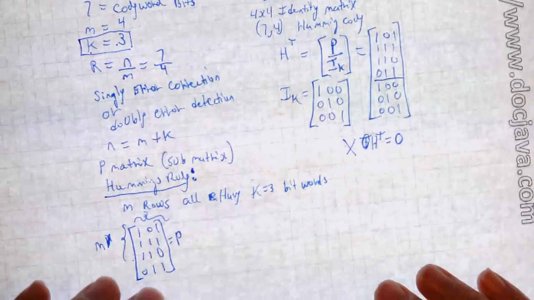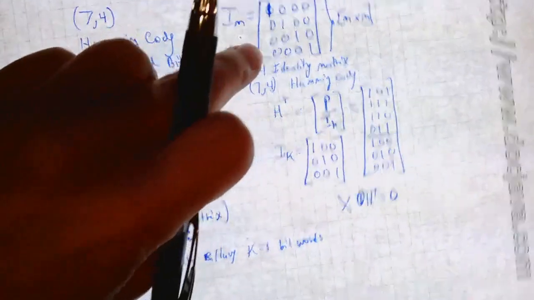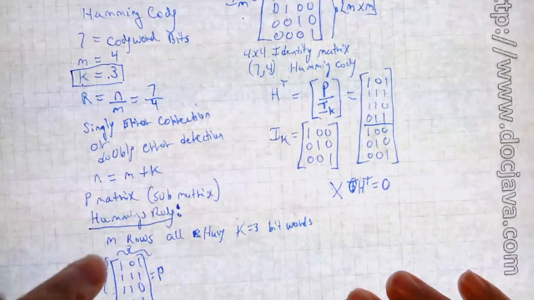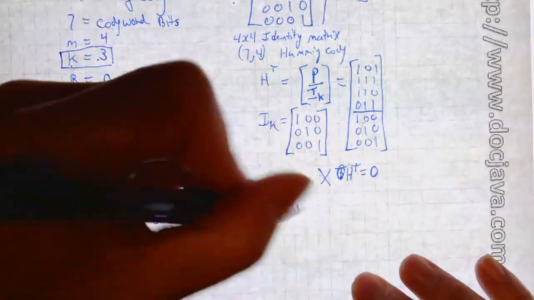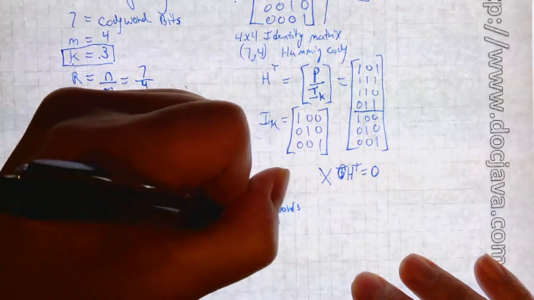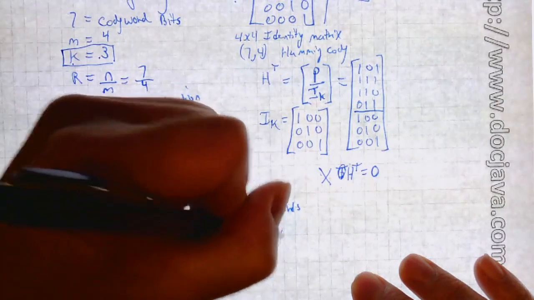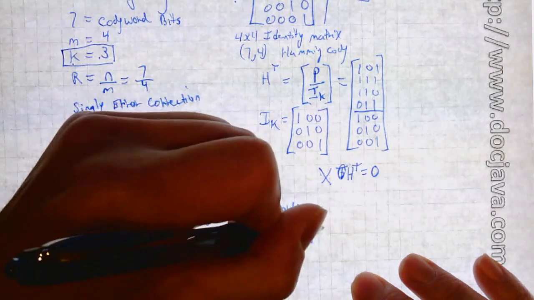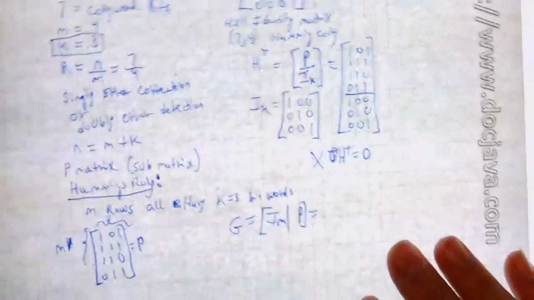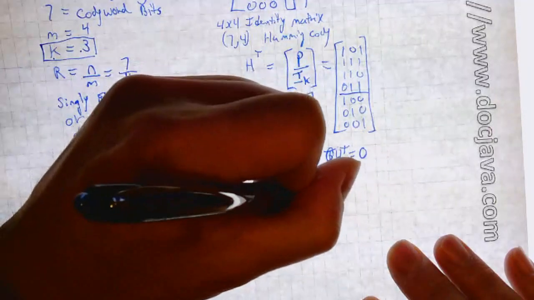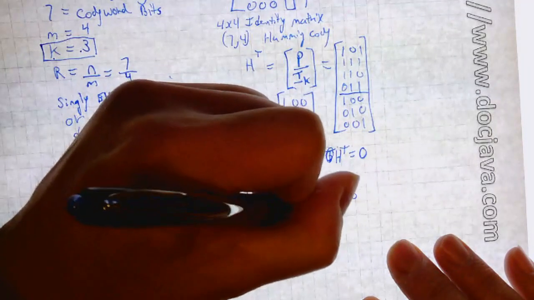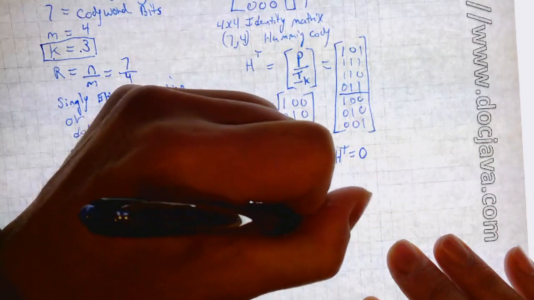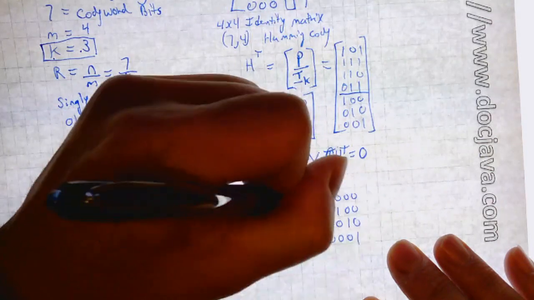Now let's go back to our little M by M identity matrix. We're going to create what's called the generator. The generator is equal to I sub M along with P. And we can write that out. Take your I sub M from here and your P from over in here, and you create your new generator. Now we go to the P matrix.